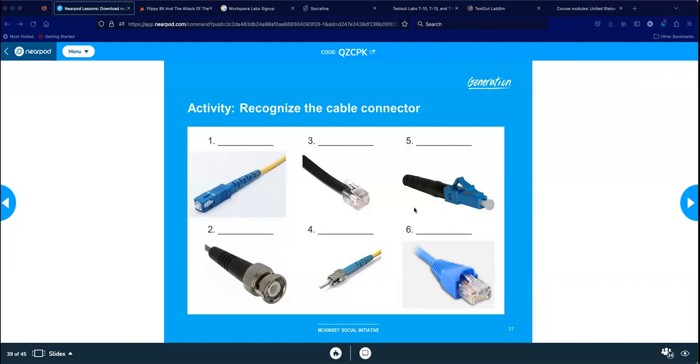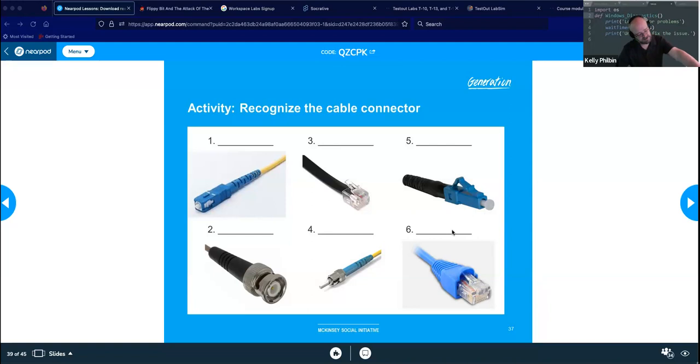And then finally, number six. Chitoria, can you please tell us what number six is, bottom right? Okay, sorry. It wouldn't come off mute. No worries. RJ45. Absolutely. How many pins does it have? Eight. RJ45, also known as a twisted pair cable. Okay. Very good.